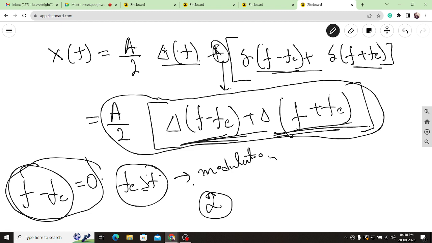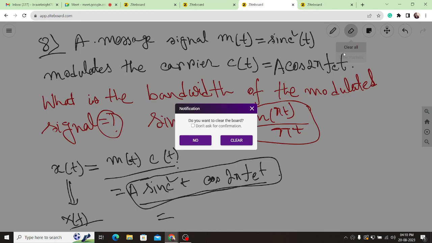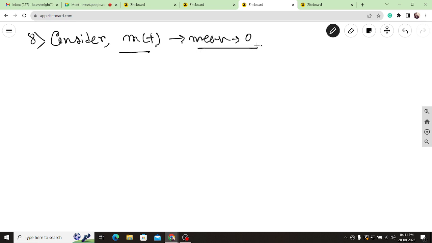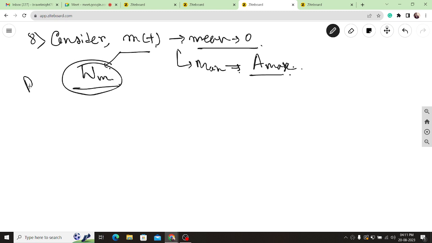Okay. Now let us go to the last question of today's session. The last question says, consider we have a modulated signal mt. It has a mean value that is 0 and a max value a max, and this has a bandwidth of W m. So this is the bandwidth.